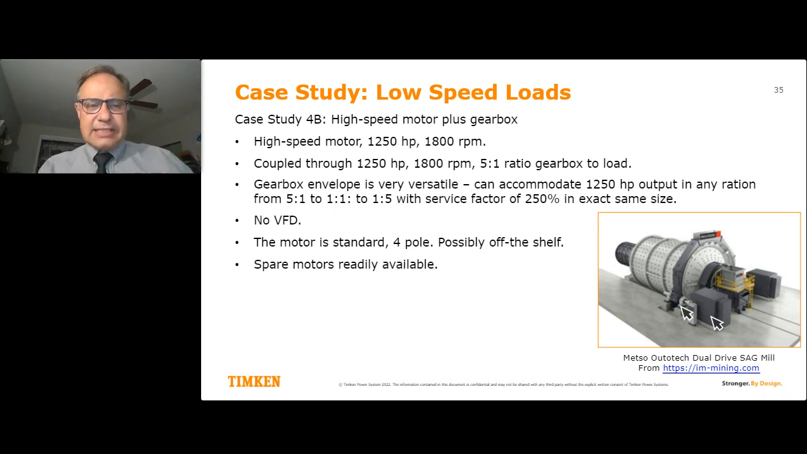Now, interesting, this exact gearbox envelope is so versatile that it can achieve that output at almost any ratio from 5:1 to 1:1 to 1:5 with the service factor of 250%, which is quite incredible. Now, in this scenario, we don't have a VFD. The motor is coupled through the gearbox to the load. Now, this 4-pole motor is probably an off-the-shelf machine. A 1250 horsepower 4-pole should be easy to find spares. If something happens and the machine fails, it should be readily available, or I can borrow something from my neighbor.